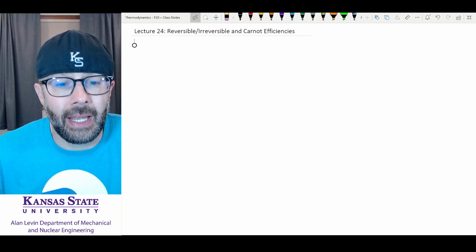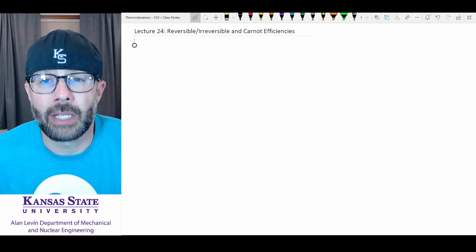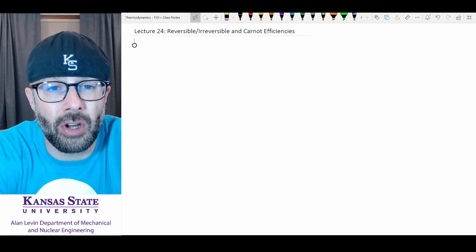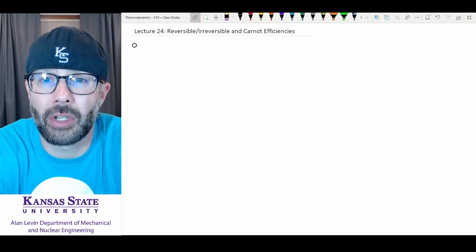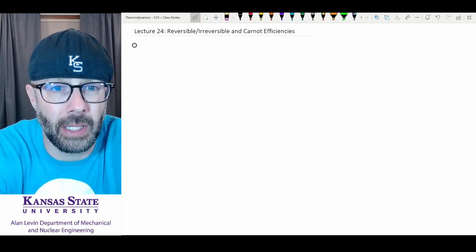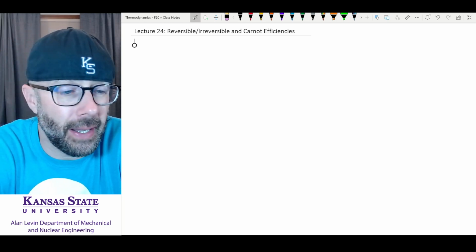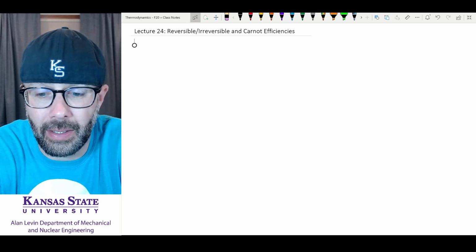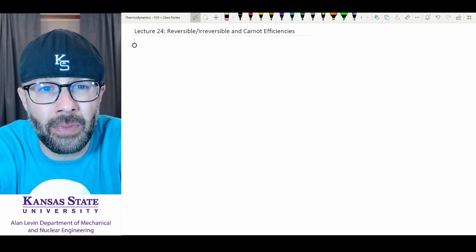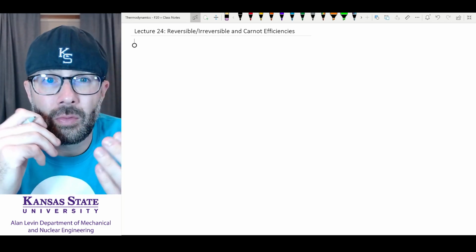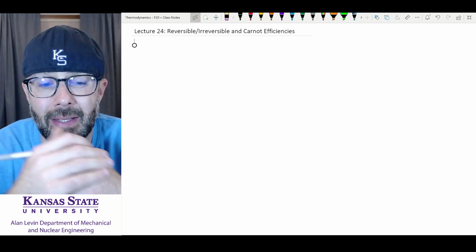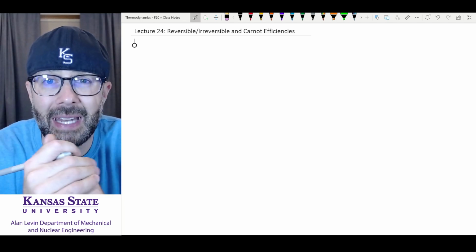Okay, ladies and gentlemen, today we are going to talk about reversible and irreversible processes as well as Carnot efficiencies. And the first thing, reversible and irreversible processes, is what we're dealing with. We talked about cycles in class on Wednesday, but now we're going to talk about processes. And reversible and irreversible is going to be talking about that idea of perfection.